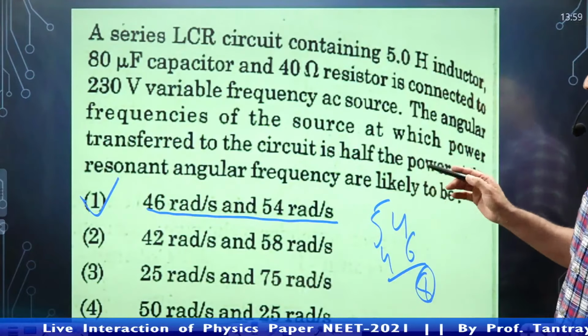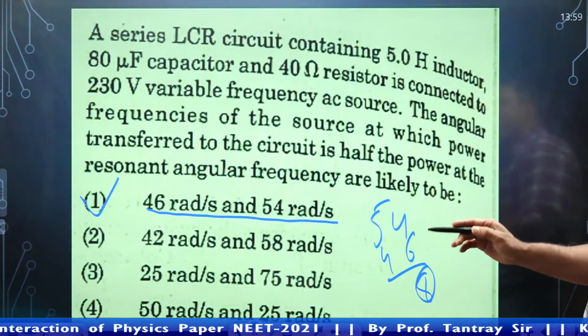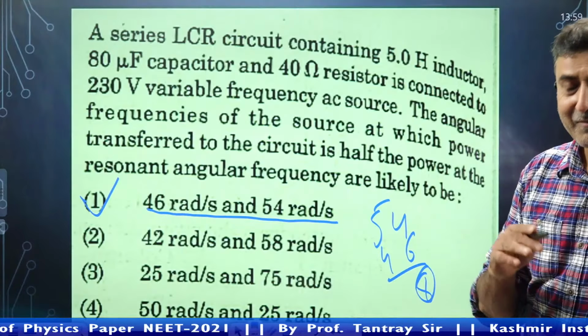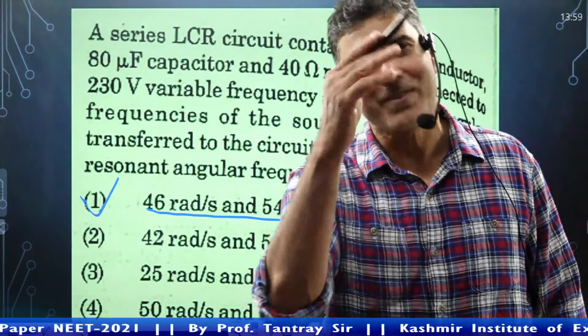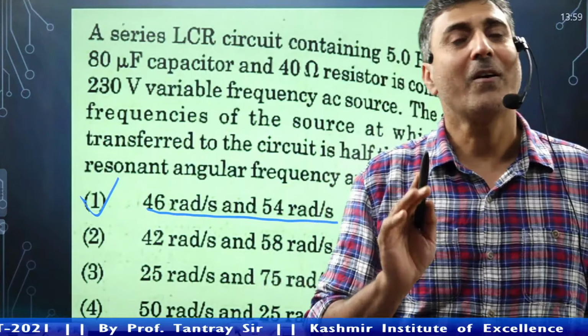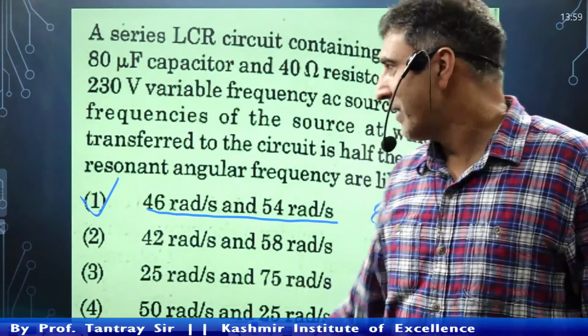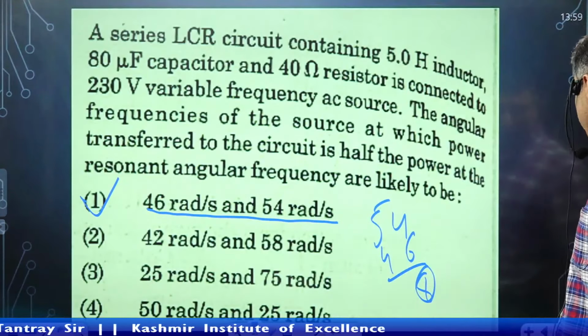So this is the only possible way where the question can be solved in a minute. Otherwise, if you make it a quadratic in omega, you will get two values of omega after a certain procedure. It will be alright, and finally you will get the answer, but it will take you more time. Okay, this is all done.